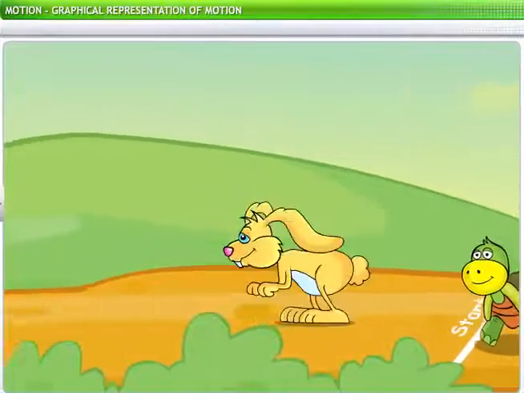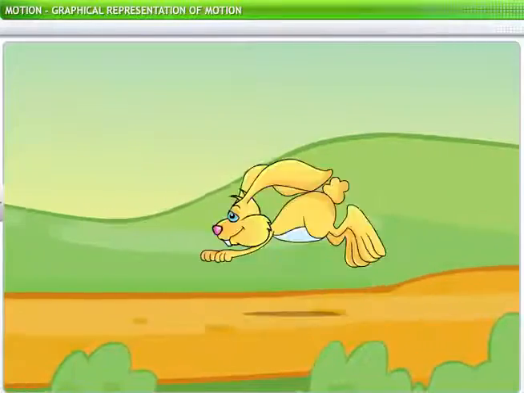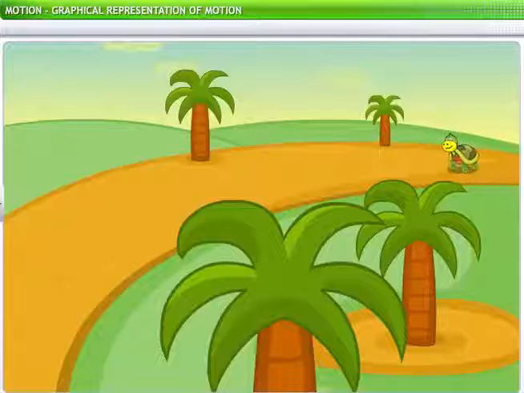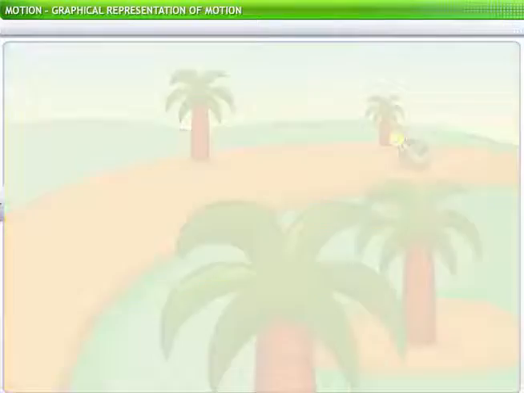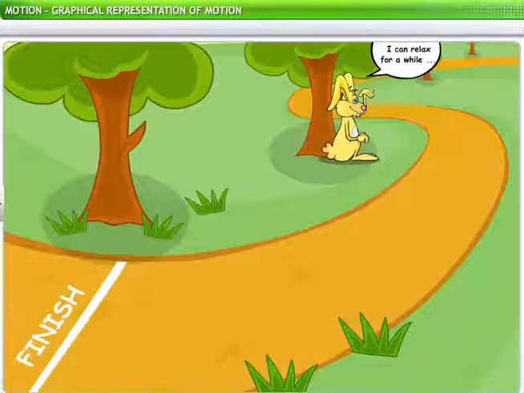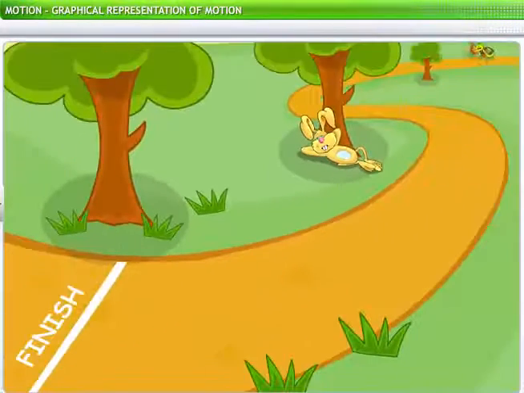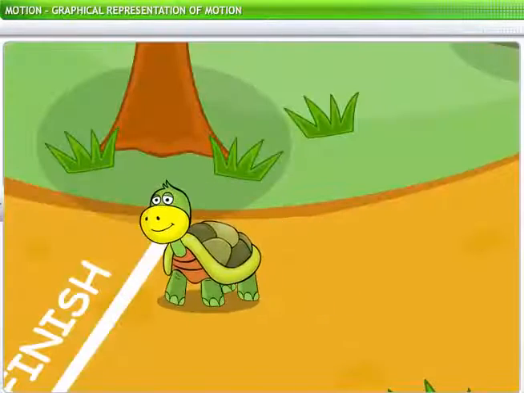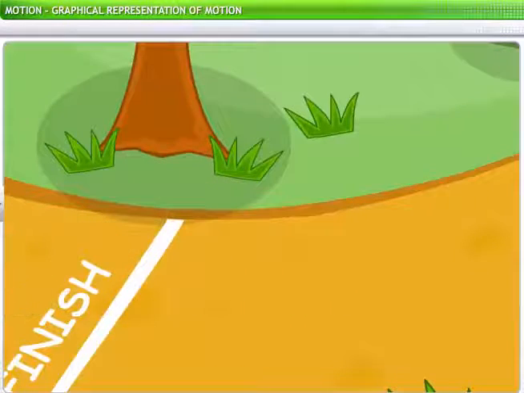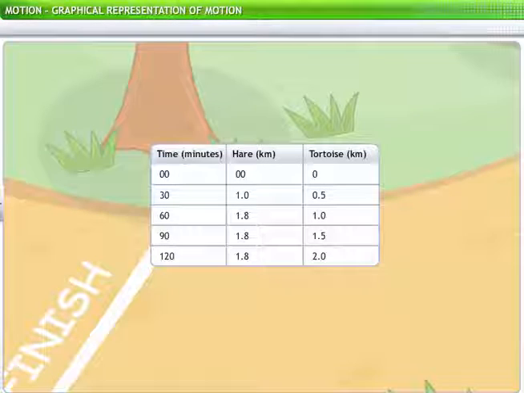When the race began, the hare shot ahead and ran briskly for some time. Then, seeing that he was far ahead of the tortoise, he decided to sit and relax for a while before continuing the race. He soon fell asleep. The tortoise, plodding on, overtook him and finally won the race. The table provided shows the data on their progress during the race.